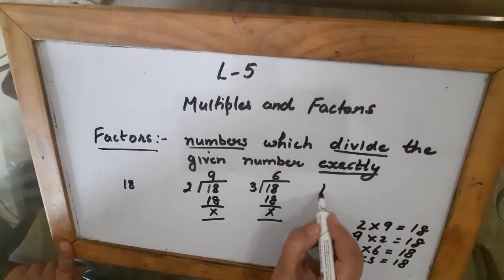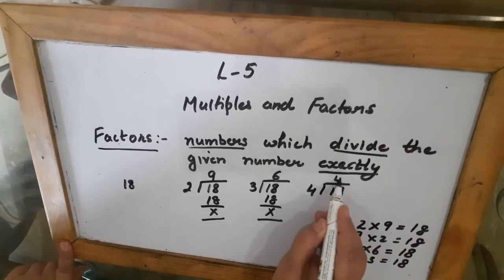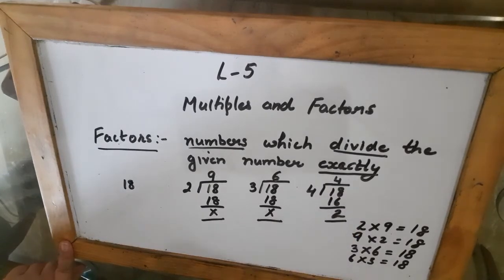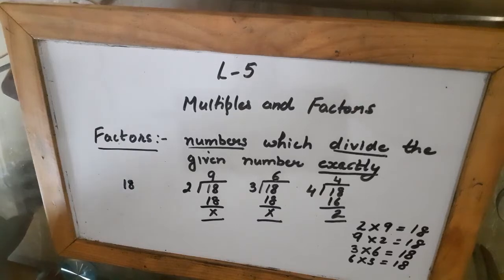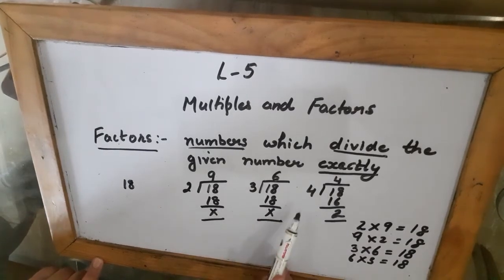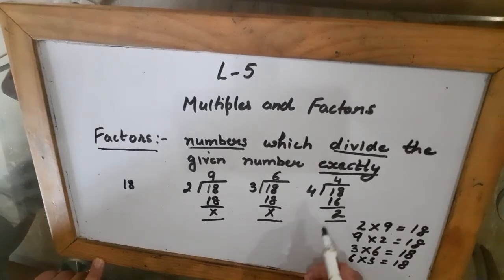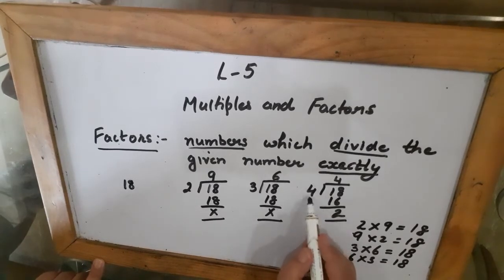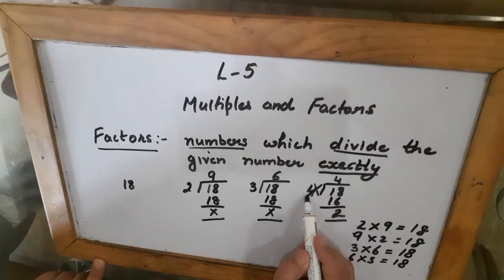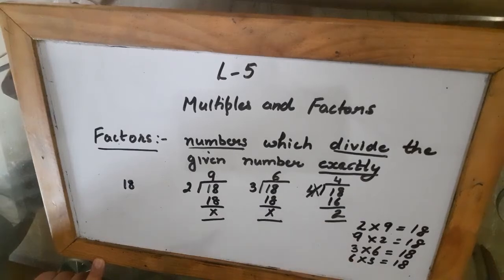Now let me do it with 4. If you see, 4 fours are 16, and what remainder do you get? You get the remainder 2. So does this 4 divide 18 exactly? No. I get the remainder 2. So 4 does not divide 18 exactly, so 4 is not a factor of 18.